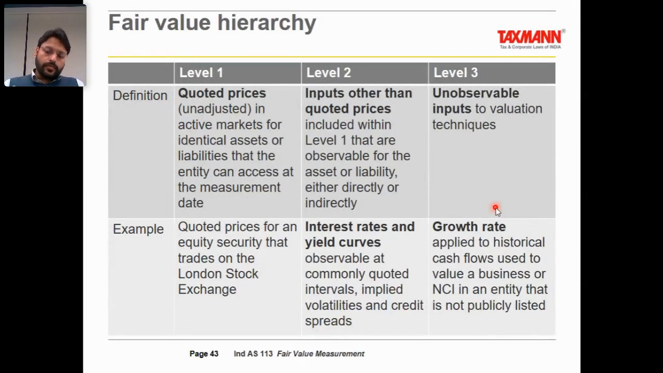So if the fair value is determined based on quoted prices, it will be classified and disclosed in the financial statements under the level 1 category. If it is computed based on inputs which are not quoted prices, that is, interest rates, yield curves, etc., it will be classified under level 2. And if the fair value is determined based on unobservable inputs as well, then it would be classified as level 3.